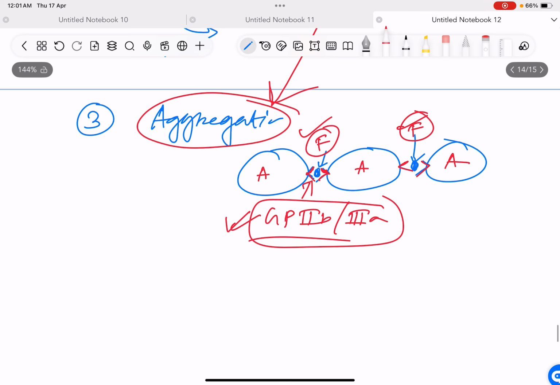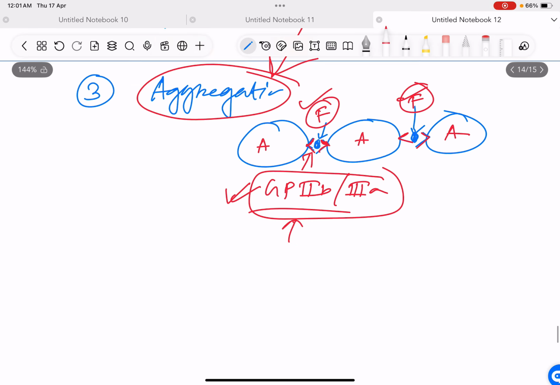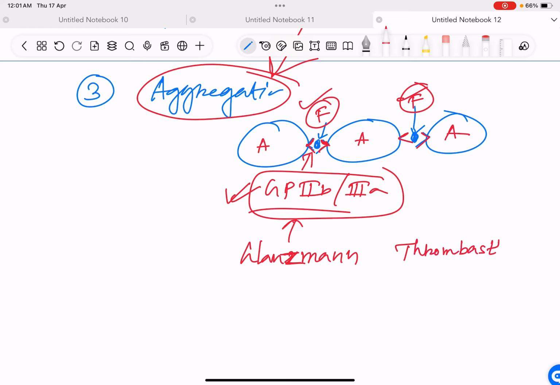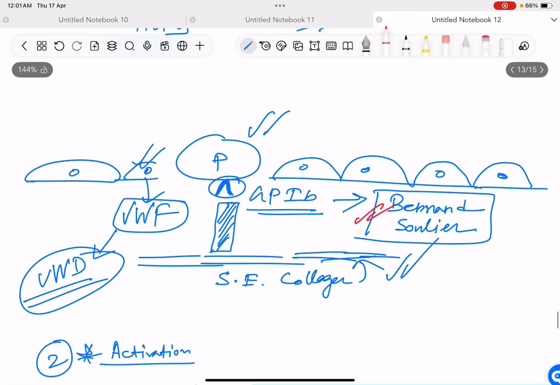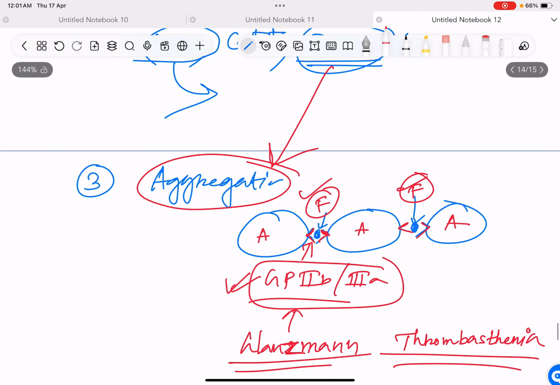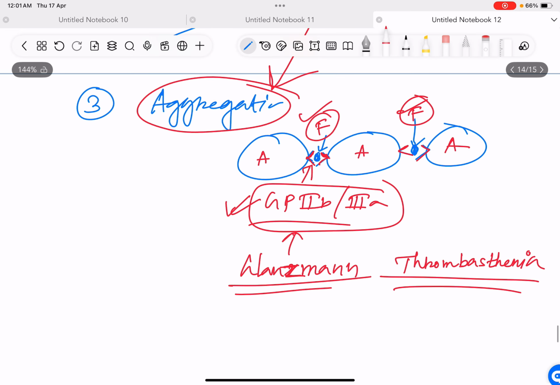The defect in this gene that is producing the GP2B, GP3 receptor is known as Glanzmann thrombasthenia. So Glanzmann thrombasthenia, Bernard-Soulier syndrome and von Willebrand disease, these are your qualitative disorders. So we now understand what is the process of platelet plug formation.